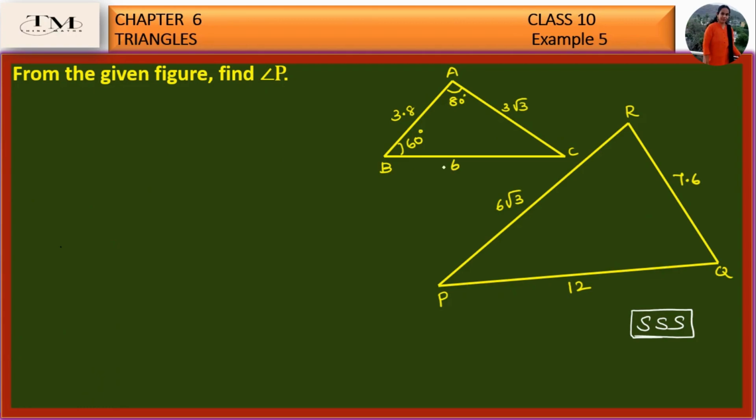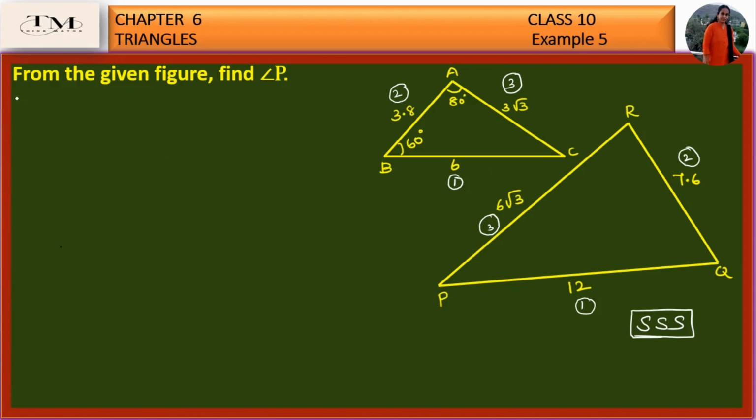Now, first sort out the numbers in descending order. Which is the biggest number in triangle ABC? This one. So this is the first biggest. The next biggest is 3.8. The next biggest is 3 root 3. What about in PQR? 12 is the first biggest, 7.6 is the second biggest, 6 root 3 is the third biggest. So we have sorted the sides in descending order. In this order, we have to write the proportionality. So now let us take the big number. Which is big here?